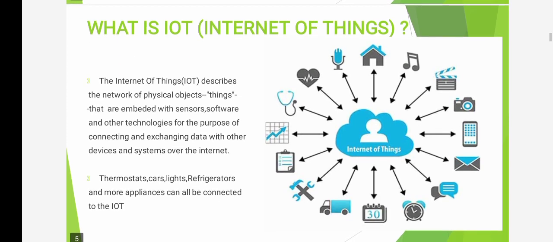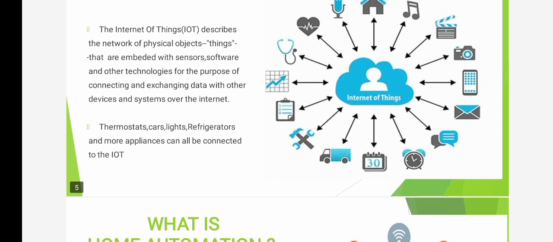Next, what is IoT? The Internet of Things describes the network of physical objects, things that are embedded with sensors, software, and other technologies for the purpose of connecting and exchanging data with other devices and systems over the Internet. Thermostats, cars, lights, refrigerators, and more appliances can all be connected to the IoT.